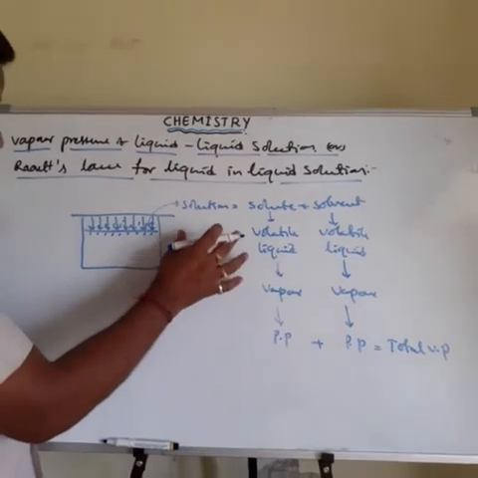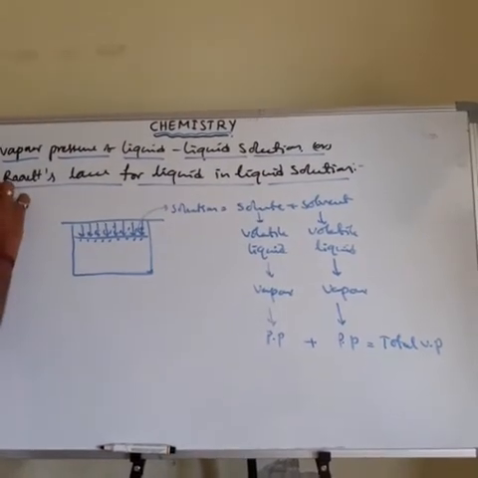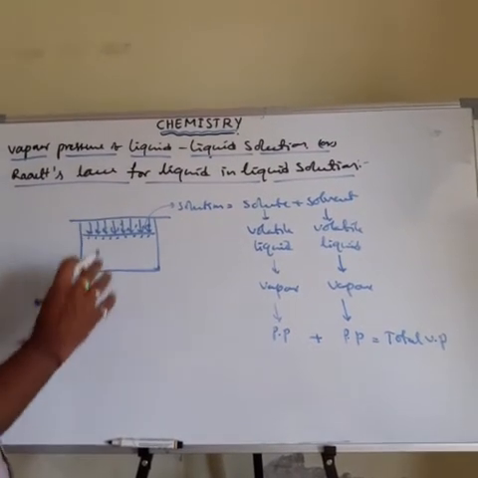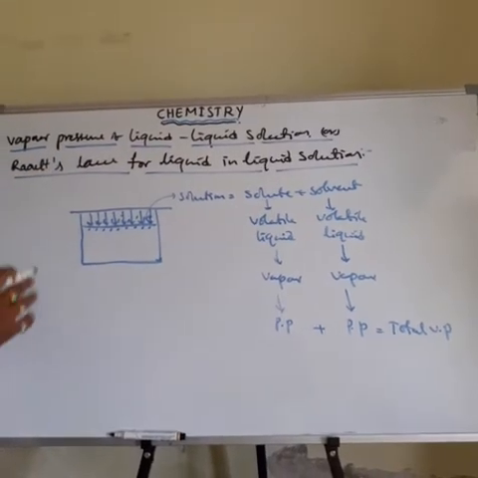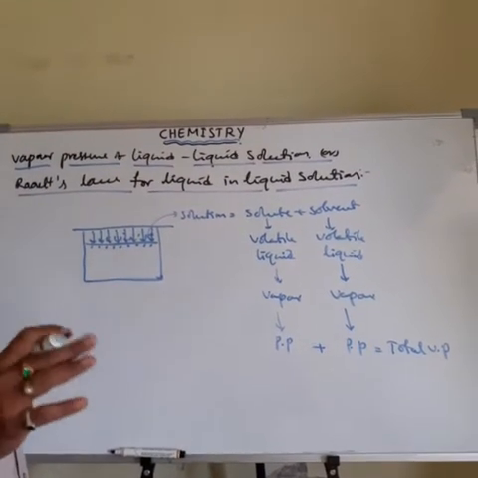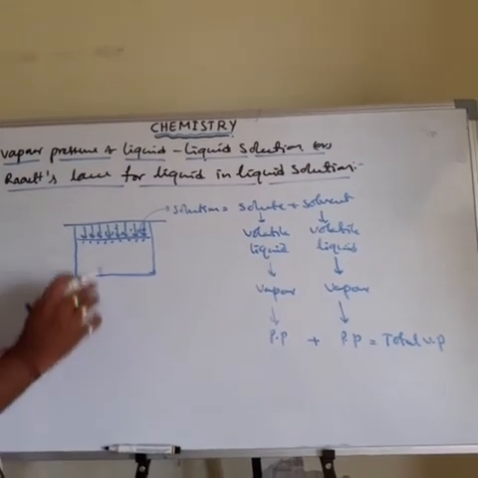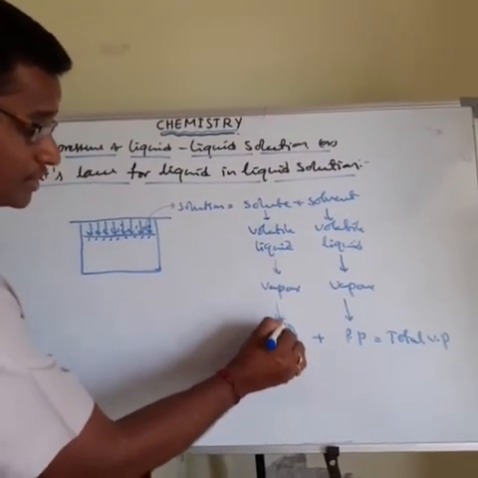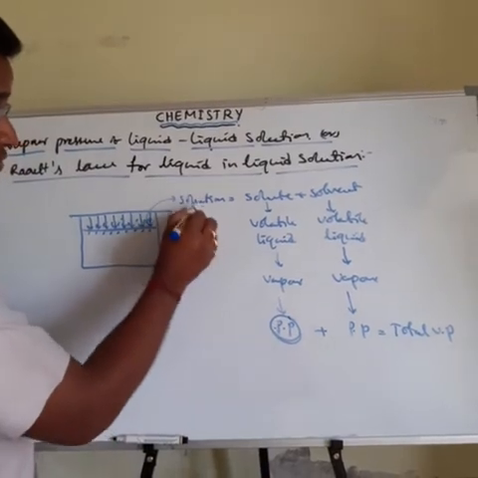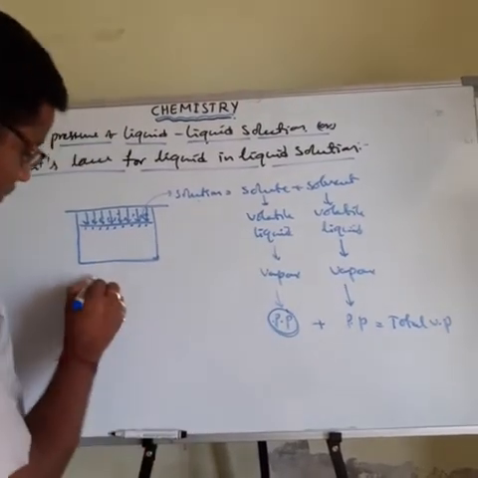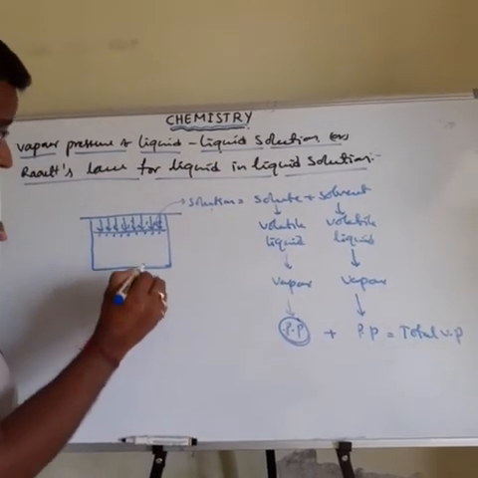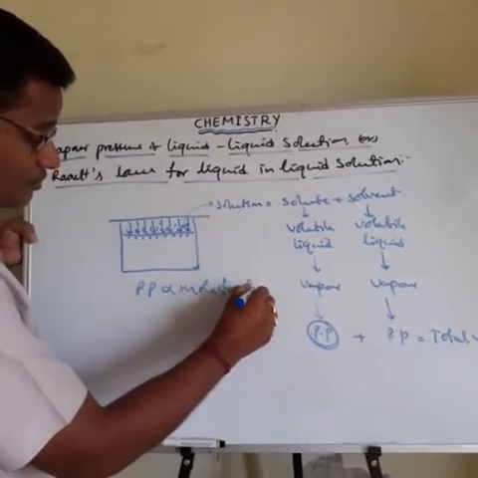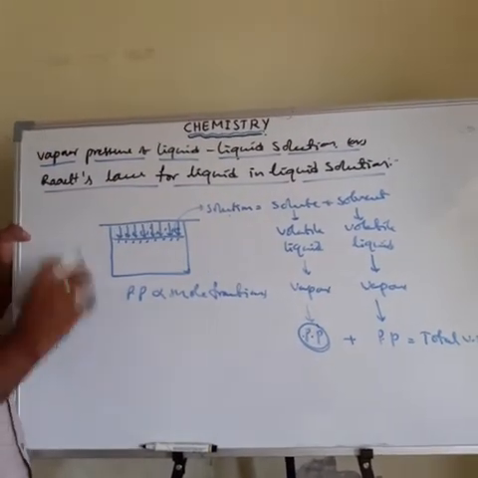Based on this concept, Raoult's law, given by a French scientist, states the following. The solution contains two volatile liquids in which the partial pressure of a component in the solution is directly proportional to the mole fraction of that component in the solution. So that is Raoult's law.